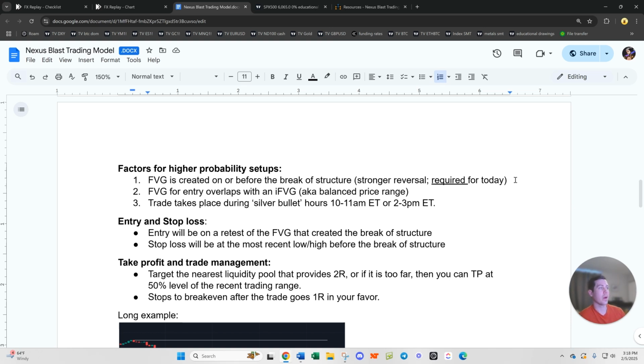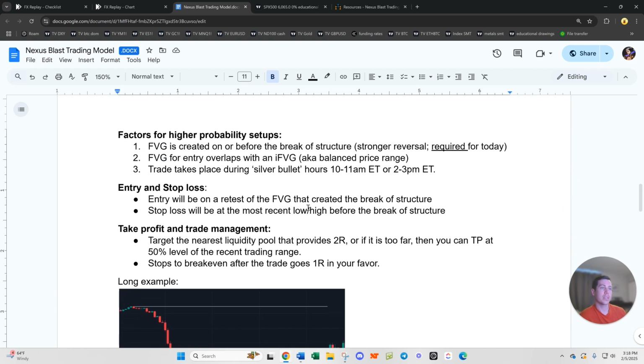We're not going to require that. It's mainly just this one. The fair value gap needs to be made on or before the break of structure for us to consider the trade. For the entry and stop loss, it's pretty simple.